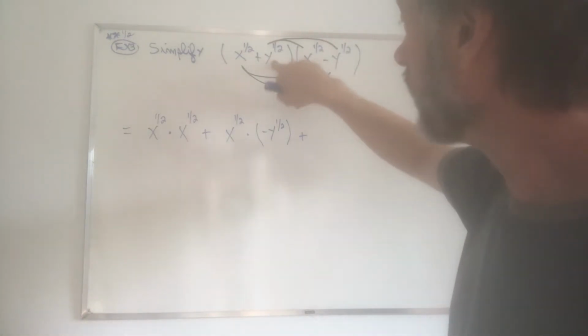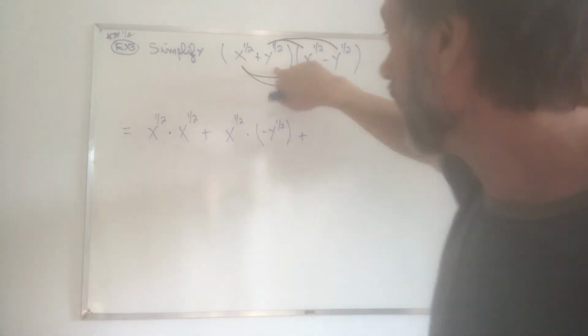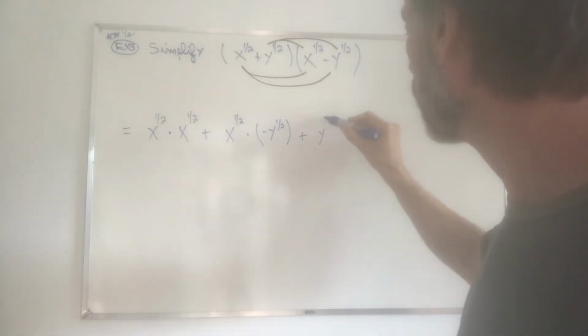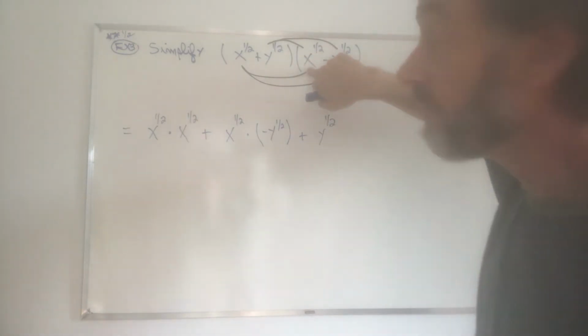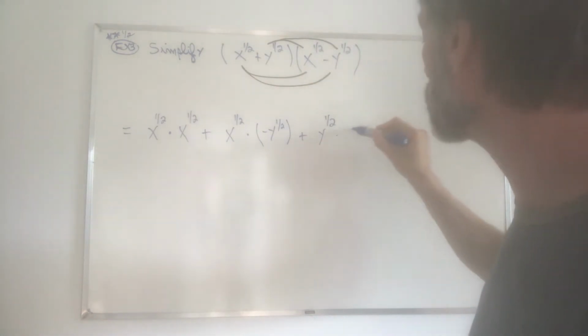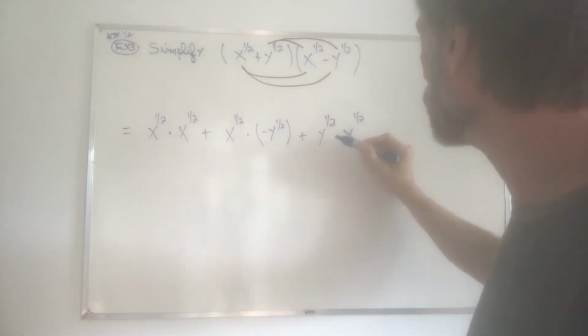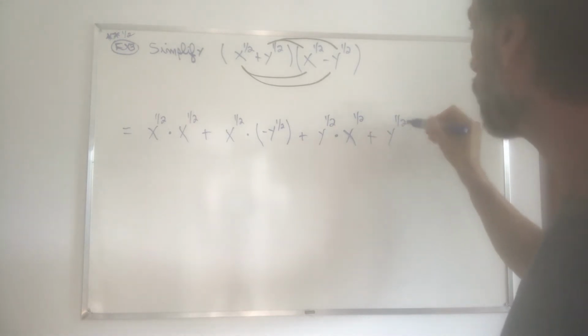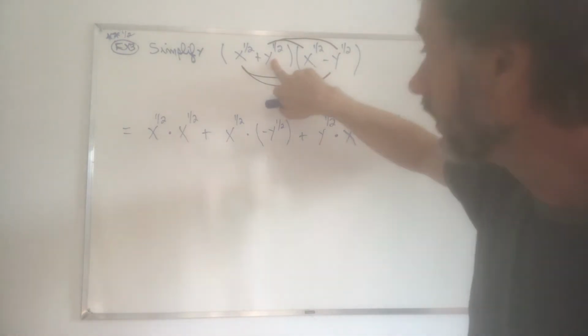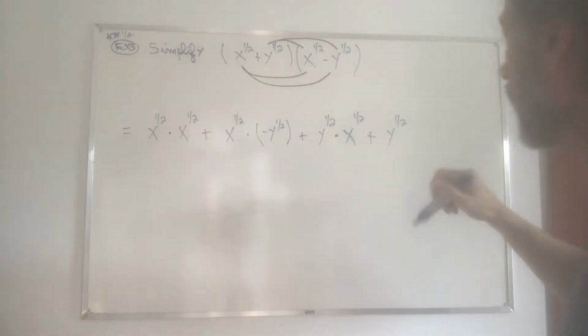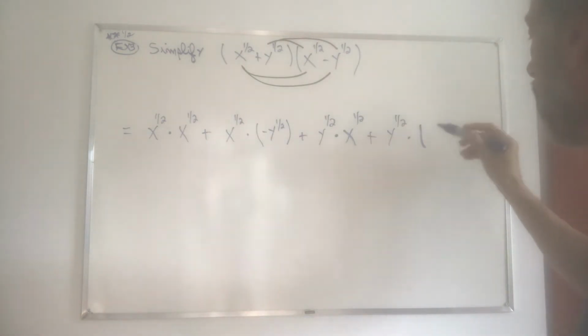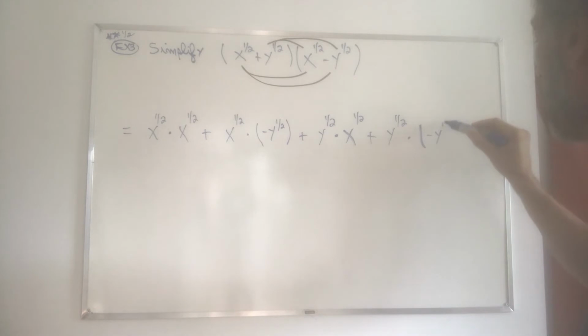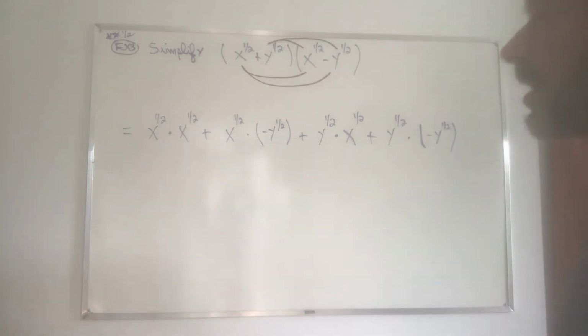Plus, I am now down to distributing the last term of the first bracket, y to the 1/2, times the first of the second bracket, x to the 1/2. This is a times. Plus y to the 1/2, this guy, times the last guy of the second bracket, times, I'm going to put a bracket there, minus y to the 1/2. Why? Because it looks better with a bracket.